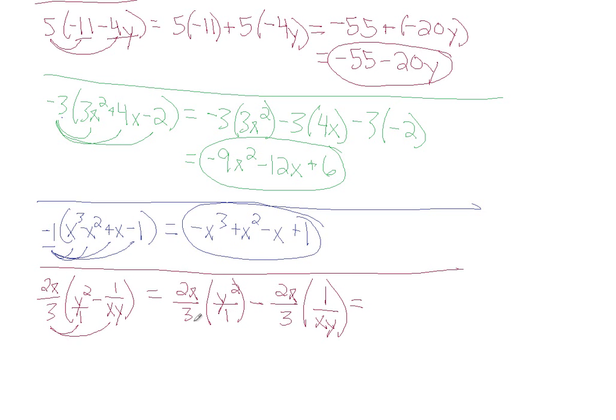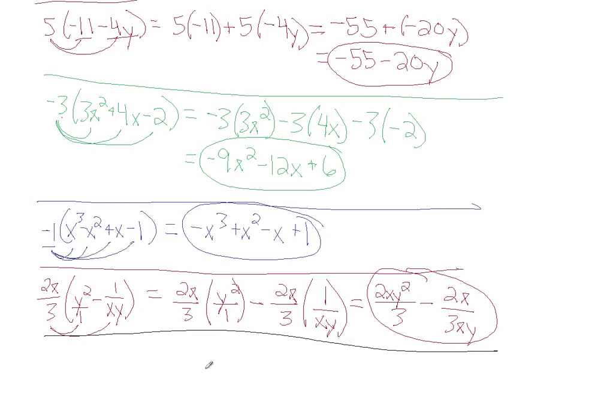Basically, we're multiplying two rational numbers. We multiply numerator, numerator, denominator, and denominator. So 2x times y squared gives us 2x y squared. The denominators, 3 times 1 gives us 3. Minus 2x times 1 is simply 2x, and 3 times xy is 3xy. Okay, and that's our answer. So don't get excited when we're distributing a fraction. We're distributing a rational number, and we do know how to multiply rational numbers.